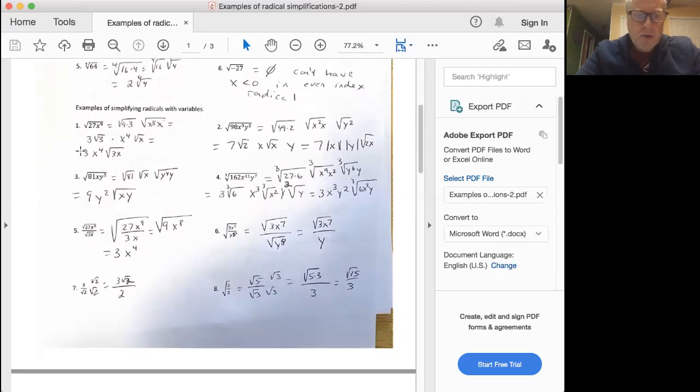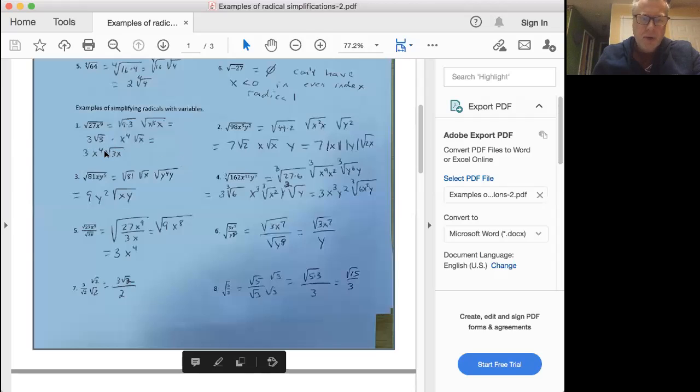So the first radical we have is the square root of 27x to the 9th. Now we break this up into several parts. The first part we deal with is the 27. The square root of 27, as before, would be the square root of 9 times 3. I'll take the square root of 9, which is 3, and that gives us 3 times the square root of 3. That's where that part came in. Just the 3, not the x to the 4th.